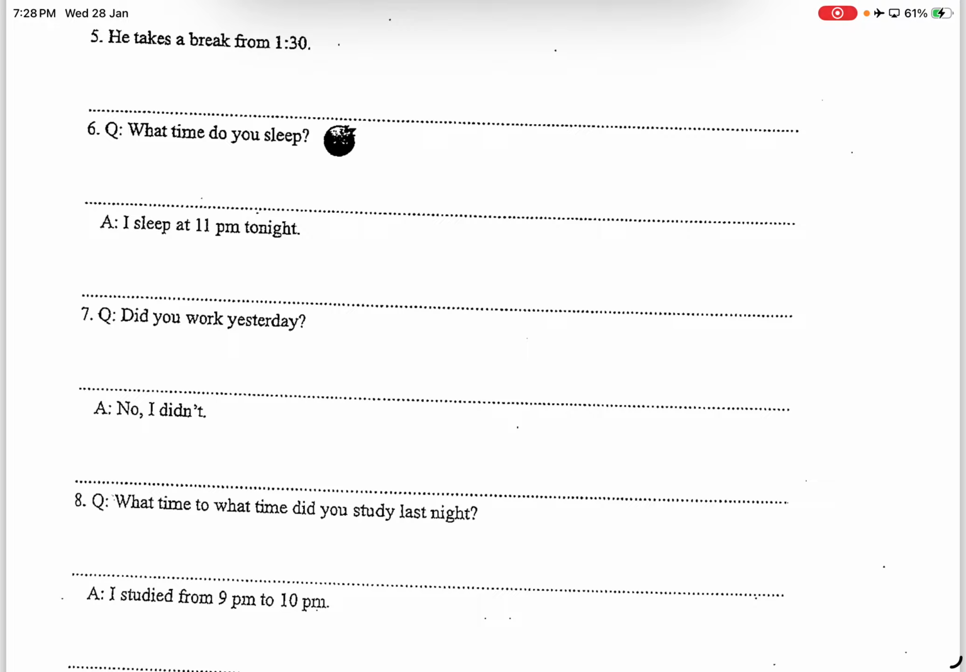Okay, so no I didn't. So didn't is negative past tense. So iie, hatarakimasen deshita.